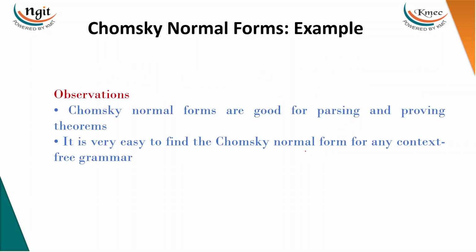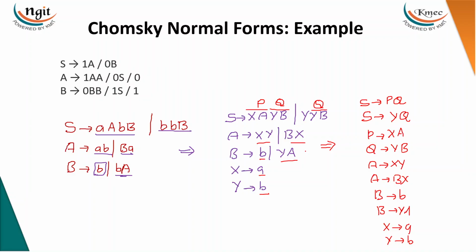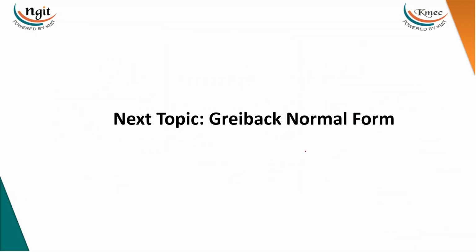So what are the observations of Chomsky normal form? It is good for parsing and proving theorems. If you want to prove theorems like acceptance and membership, that is somewhat easy. Also, it is very easy to find the Chomsky normal form for any context-free grammar. What are the only two rules we have here? First step, replace terminals with a new non-terminal if they are not in valid productions. Second step, if you have more than two non-terminals on the RHS, replace every two non-terminals with a new non-terminal. Whether you use existing or new ones is completely your wish. There is definitely no restriction.